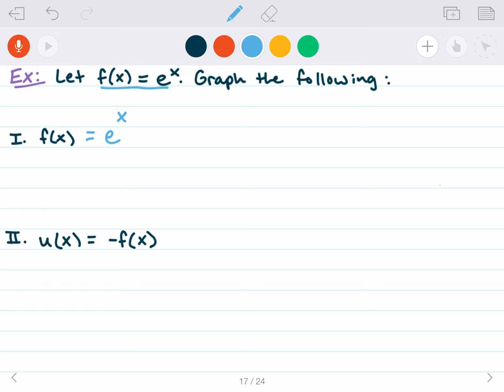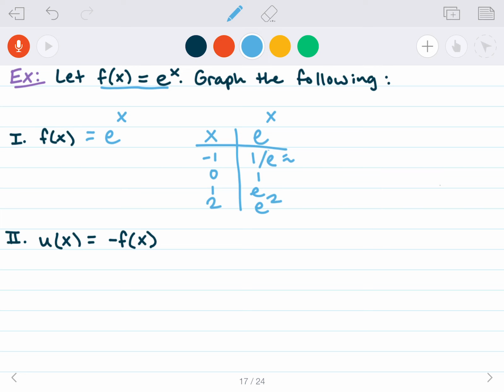Okay, so if I make a table for e to the x, I have x as my input, e to the x as my output. Let's take negative 1, 0, 1, 2. Plugging this in, I have e to the negative 1, which is 1 over e. e to the 0 is 1, e to the 1 is e, and e squared, well, that's just e squared. And this is going to give me some approximate numbers here.